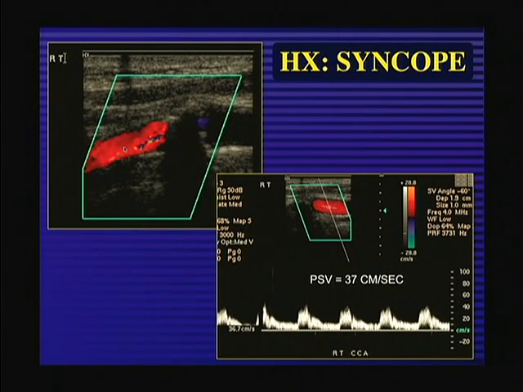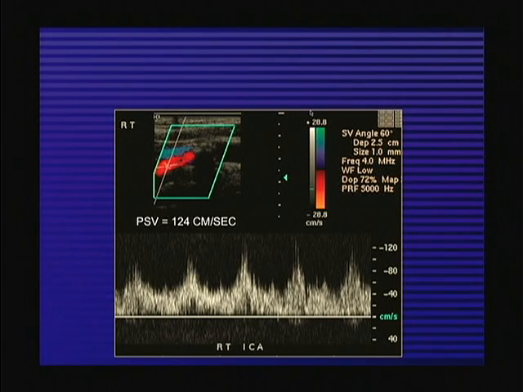What do you think, normal or abnormal? Abnormal. The velocity is low. What about the upstroke? Is that good? Looks like a pretty good upstroke. So the inflow is probably okay. So here's the waveform from the internal carotid artery distal to the plaque. Okay? The peak systolic velocity is 124 centimeters per second.